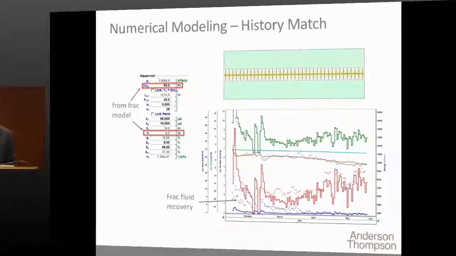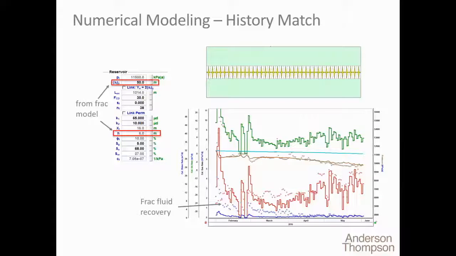Maybe that's even still a little too tight, but maybe the net pay is even lower than 6 meters. But this is the exercise and the iterations that we do. We would say this is the most oil in place we could assign to this well.